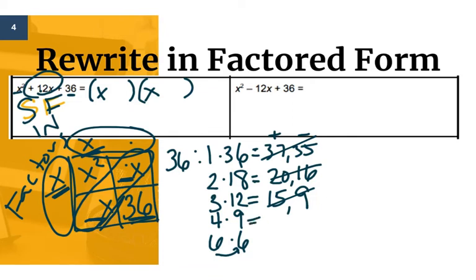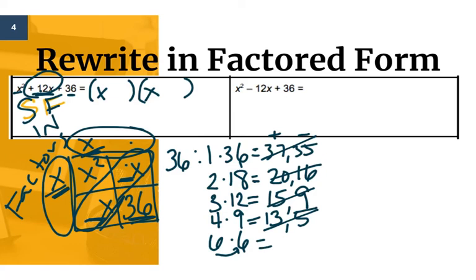9 plus 4 gives me 13. And the difference of 4 and 9 is 5. Again, neither of those are 15. Neither of those are 12, right? We're looking for this 12 here, that middle term.